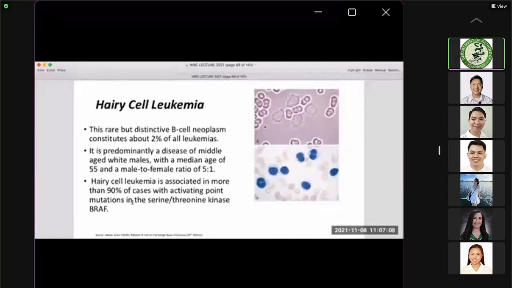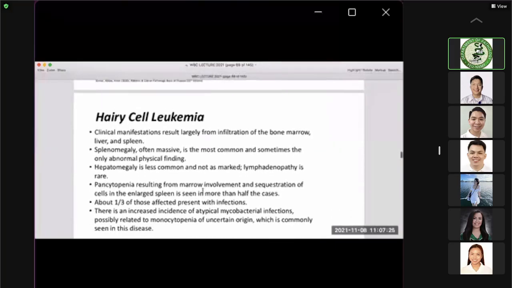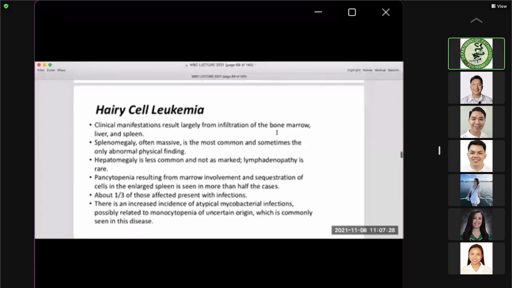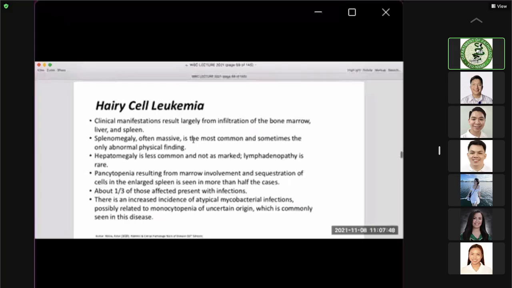Okay, then we have hairy cell leukemia. It is a rare but distinctive B-cell neoplasm. It is called hairy cell because you get to see hair-like projections protruding out of the cells. Clinical manifestations result largely from infiltration of the bone marrow, liver, and spleen. So when affected, you will have manifestations pertaining to these, like anemia, infection, and the like, depending on how involved the bone marrow and other organ systems are.